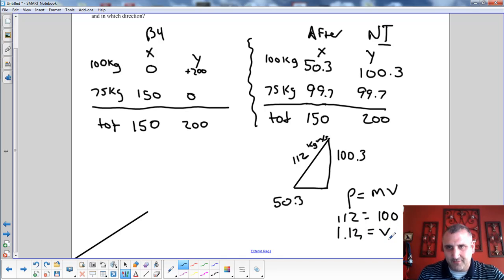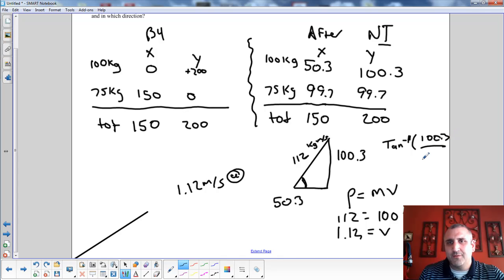That's your velocity. But I also want to know the angle. So we know the second car is going to go at 1.12 meters per second at some angle. We've got to figure out what that is. Again, I would say inverse tan of the opposite side, 100.3, over the adjacent side, 50.3, and we should end up with an angle of 63 degrees.